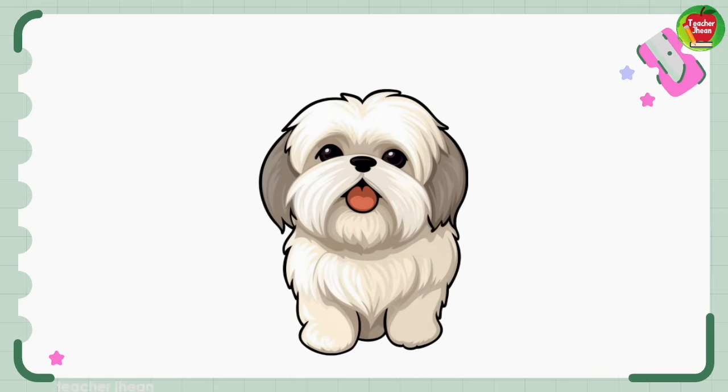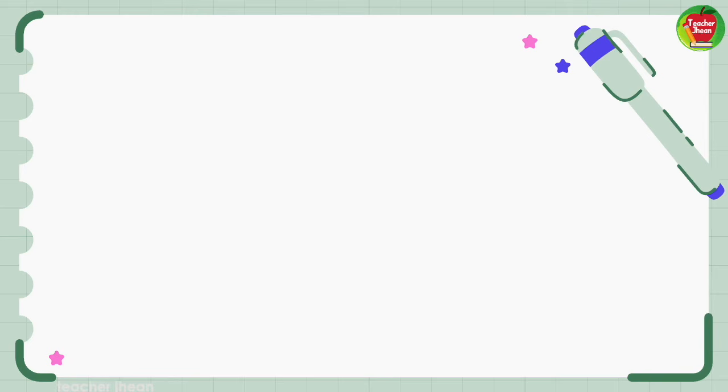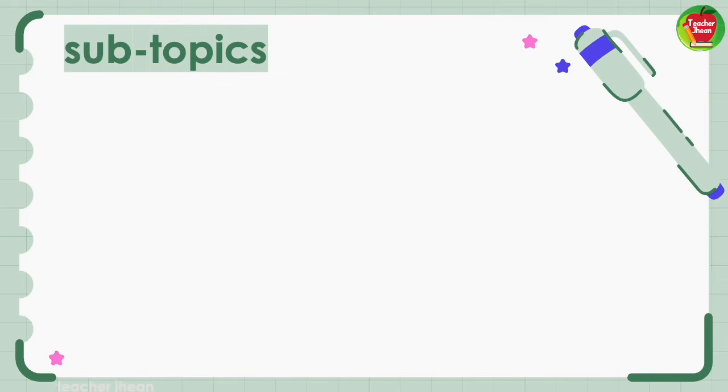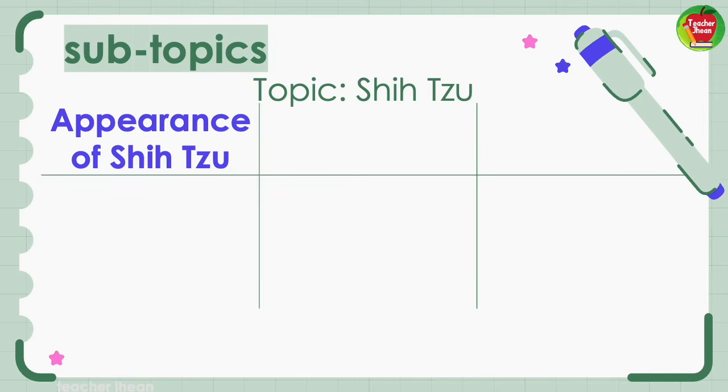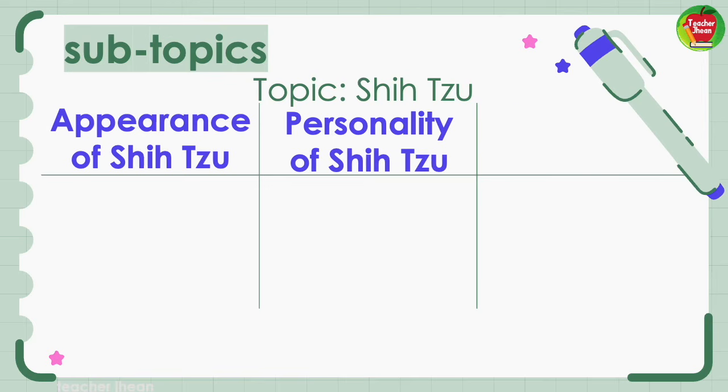Now that you decided that your topic is about Shih Tzu, let's plan how you will start writing about Shih Tzus. Divide your topic into smaller parts. If you will write about Shih Tzu, what smaller topic can you write about it? And that will be the subtopics. If your topic is about Shih Tzu, you're going to discuss first the appearance of Shih Tzu, the personality of Shih Tzu, and care of Shih Tzu.